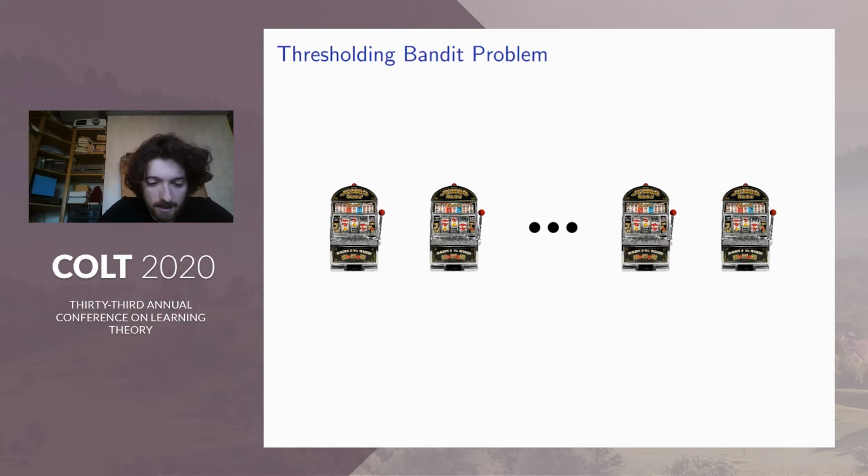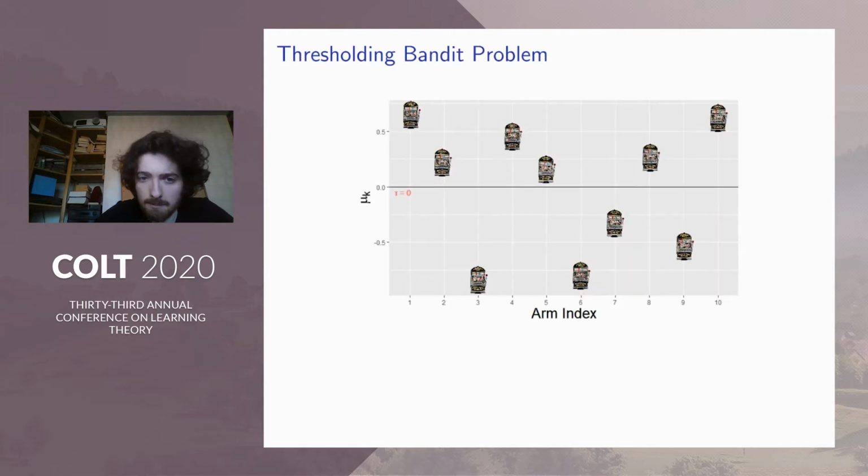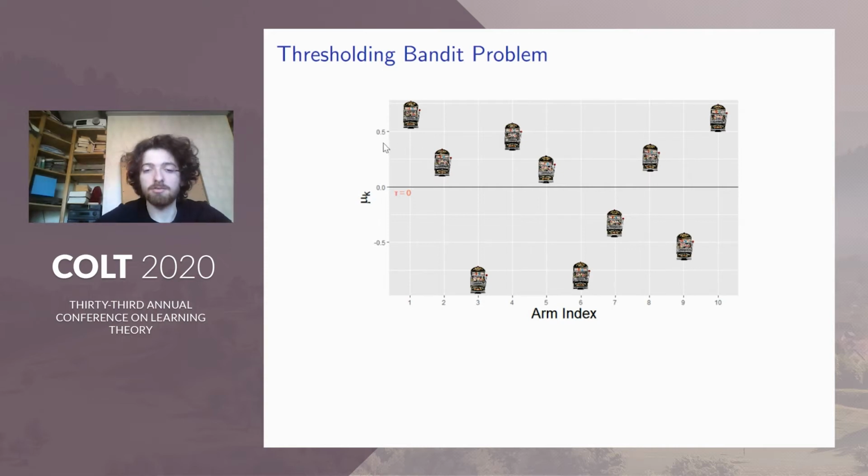Now, let's say each one of these distributions has a mean, and we'll say that for the kth arm, its distribution has a mean mu k. So here we have an example problem with 10 arms in total, and on the y-axis we have their mean, or the mean of their corresponding distribution, and on the x-axis we have the arm index. So basically the fourth arm here has an associated mean of roughly 0.5.